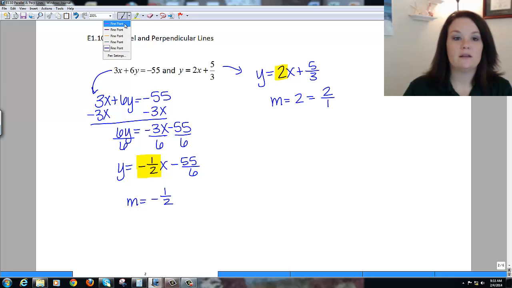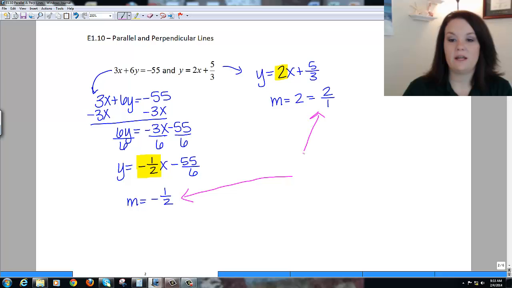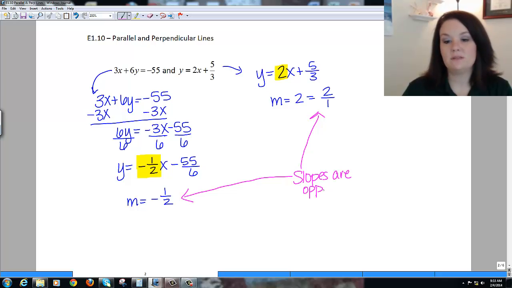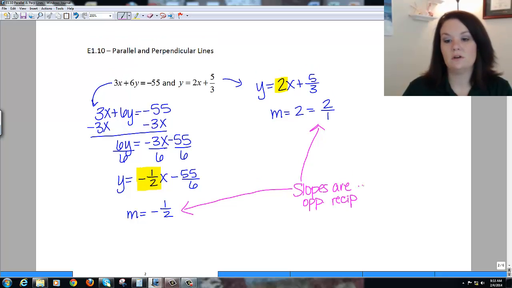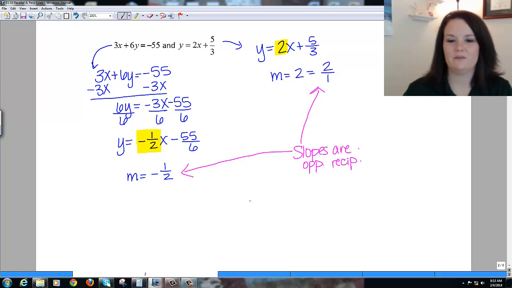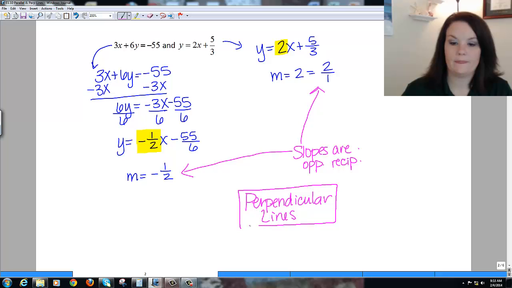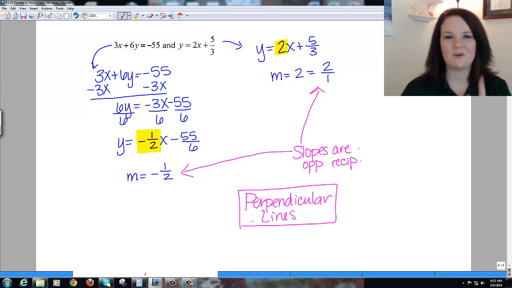So notice when I compare my slopes, I have a negative 1/2 and a positive 2 over 1. So that means that my slopes are opposite reciprocals. And if they're opposite reciprocals, that means that my lines are perpendicular. Okay, so I'm going to go ahead and write down here. Perpendicular lines. Okay, not too bad. Let's look at one more.